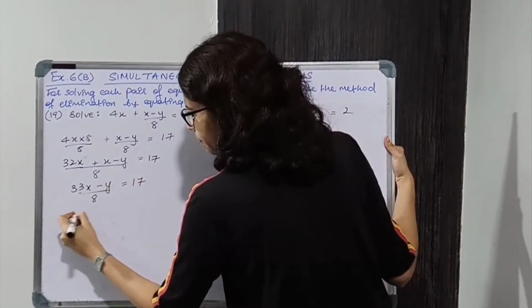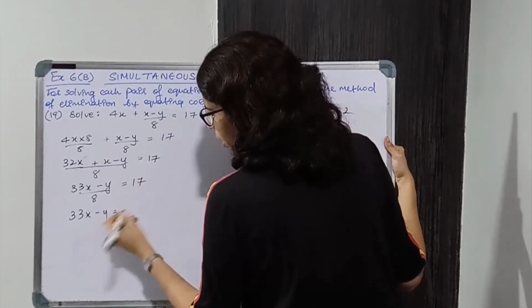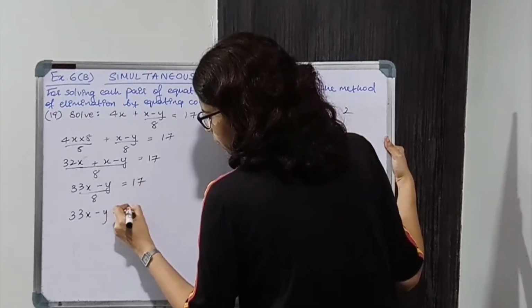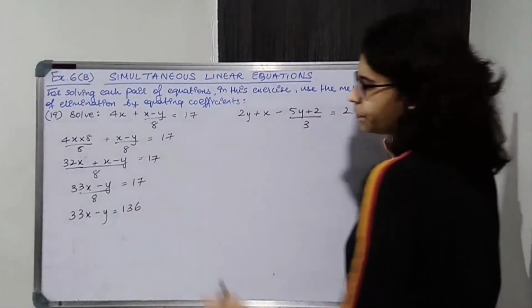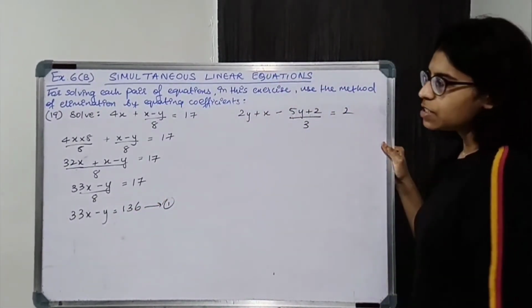Shifting 8 over here, 17 8s are, so that will give 136. Okay, this is equation 1. Similarly, we'll solve this one.